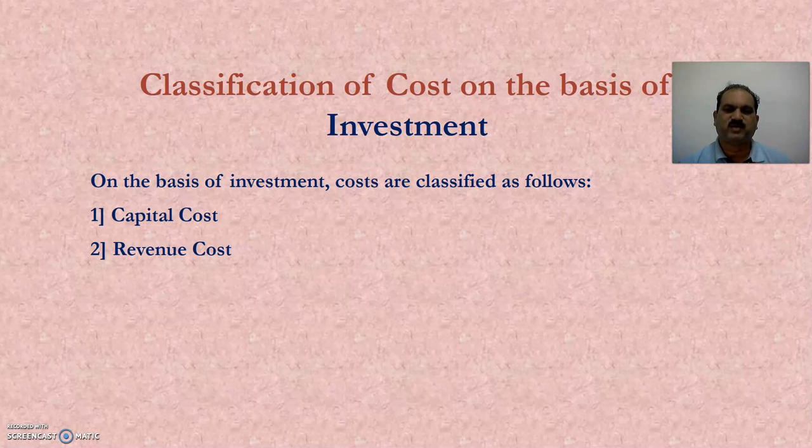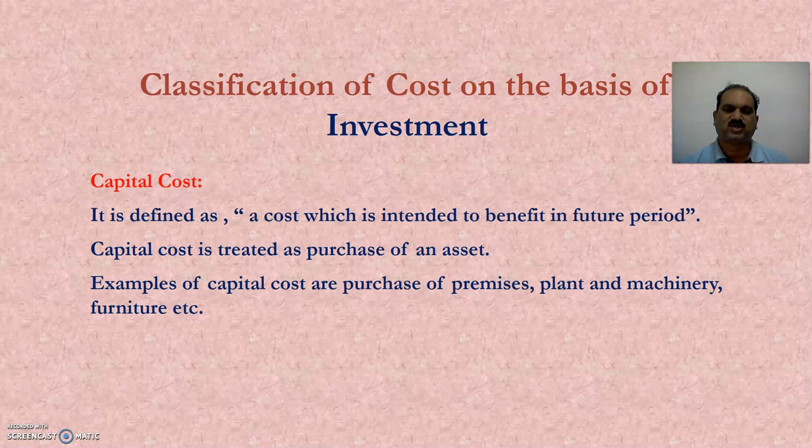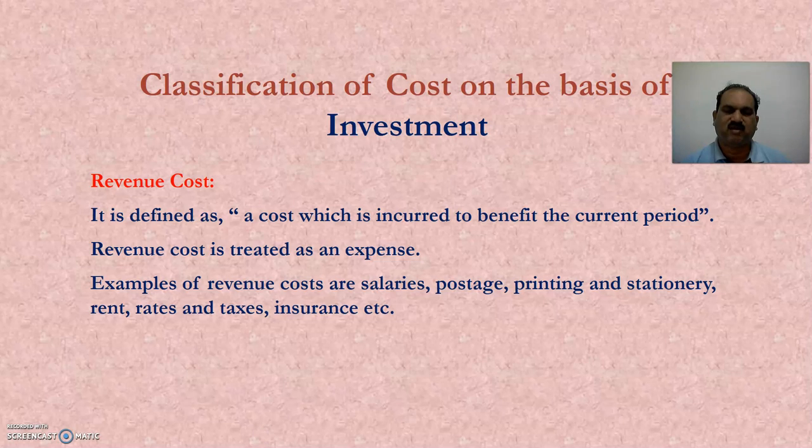On the basis of investment, costs are classified as capital cost and revenue cost. Let's see what is capital cost. It is defined as a cost which is intended to benefit future periods. Capital cost is treated as purchase of an asset. Examples of capital cost are purchase of premises, plant and machinery, furniture, etc.